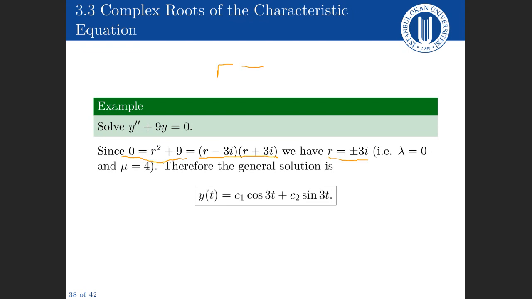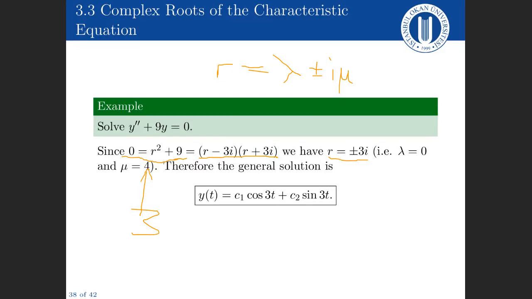Remember, we're looking for r is equal to lambda plus or minus i mu. From this, we can see, oh, lambda must be 0 and mu must be 3. There's a mistake here, of course. This should be 3.